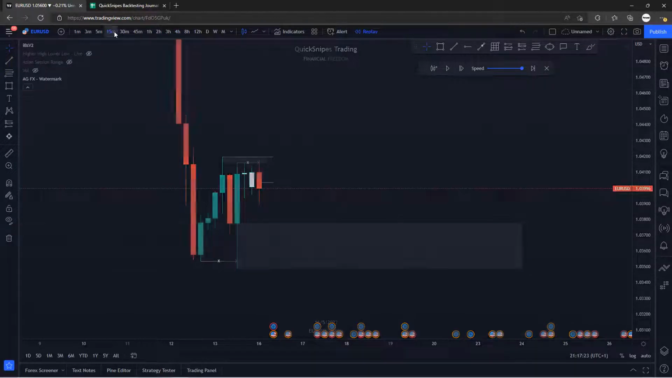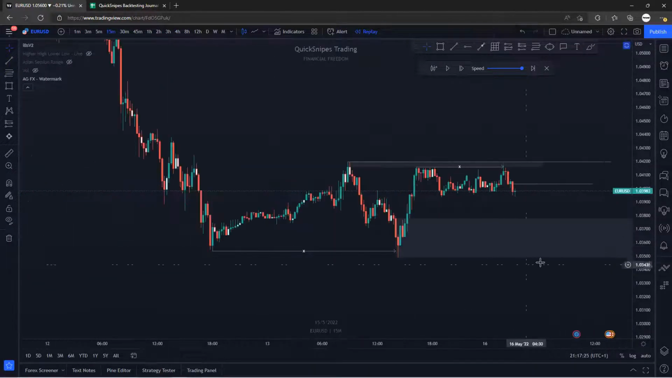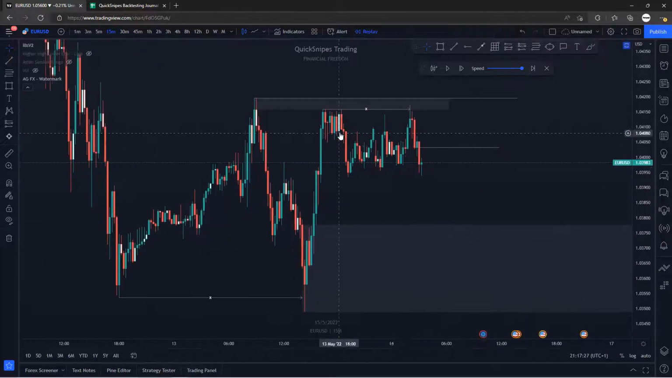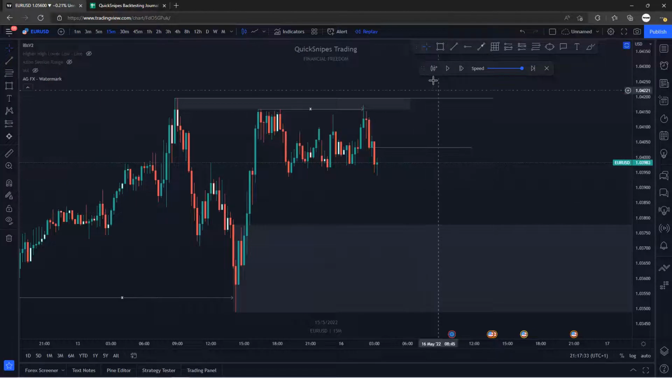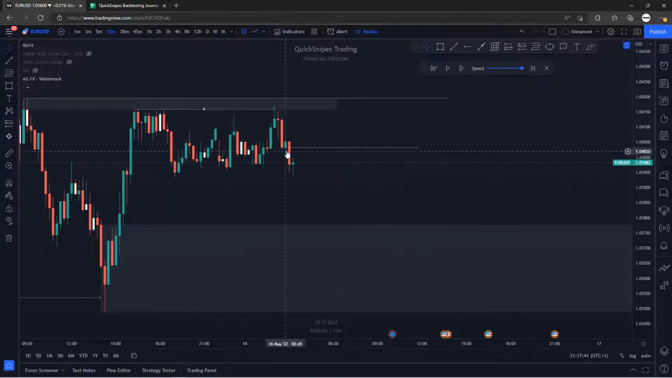So I am looking for price to go down. Supply is still heavily in control. We've ranged over here. We've kind of had that grab and then we've dropped. That kind of gives me reason to believe we can come back and fuel that move downwards even further. So yeah, I've marked out that order block.